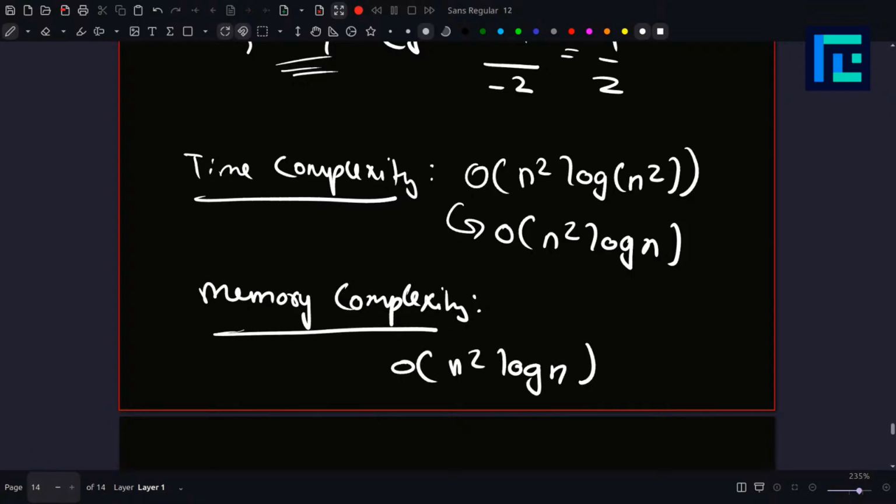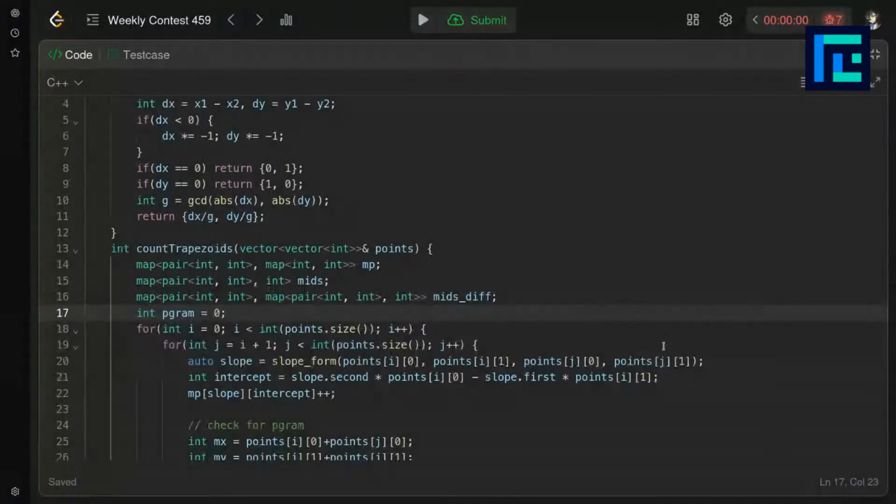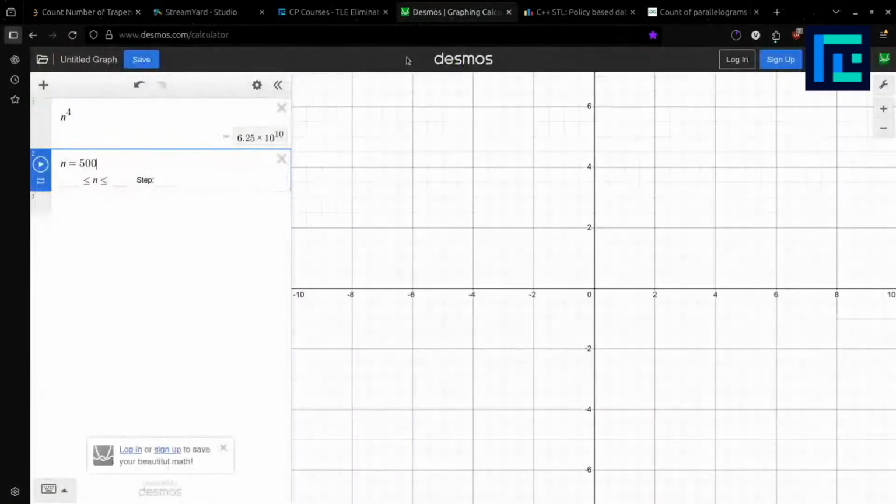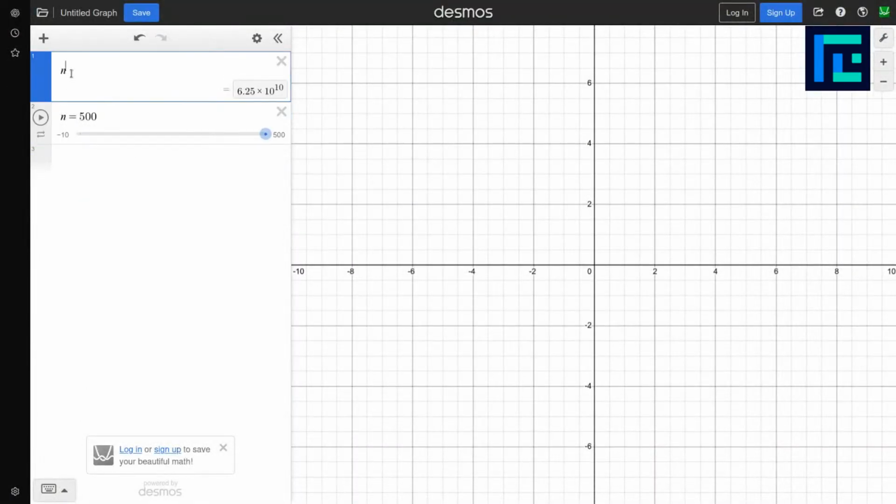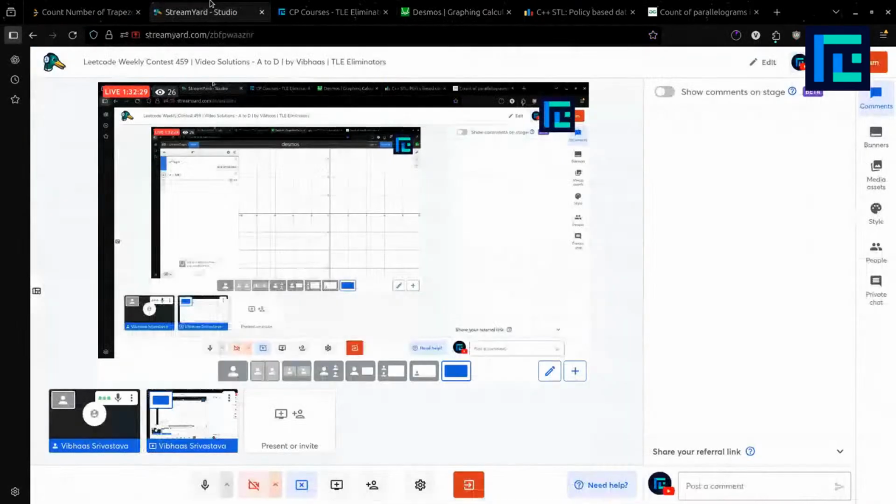Okay, so for this approach, and for n equals 500, this will definitely pass, right? We can just quickly check that up. N square log n, right? That's barely 10 to the power 5 operations.